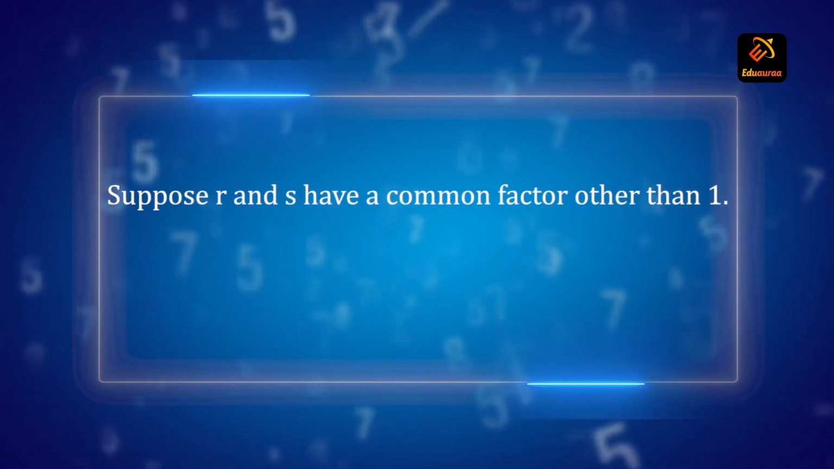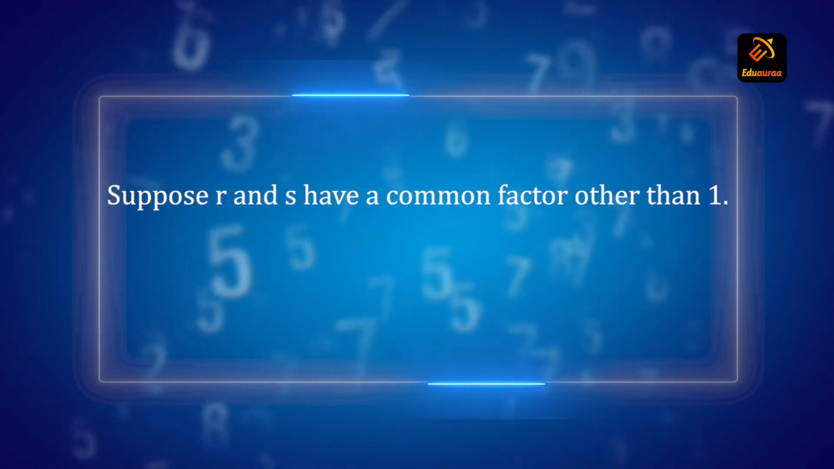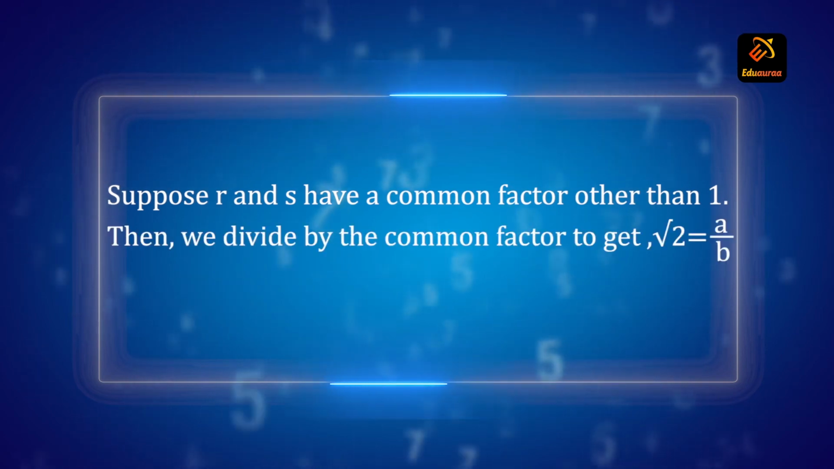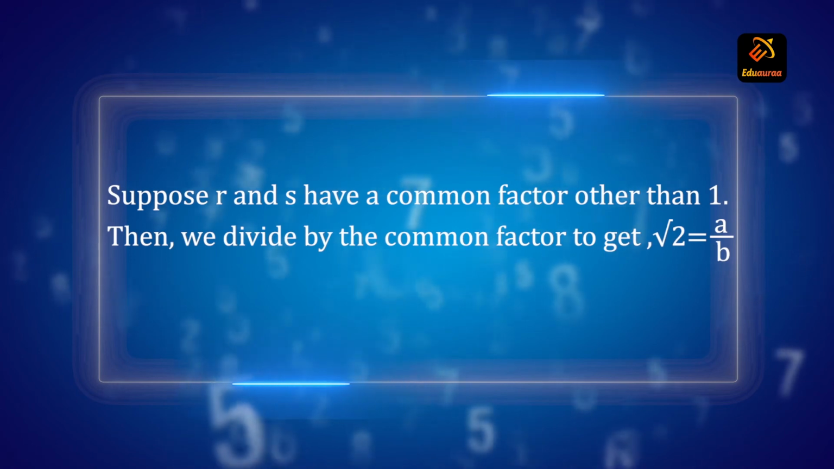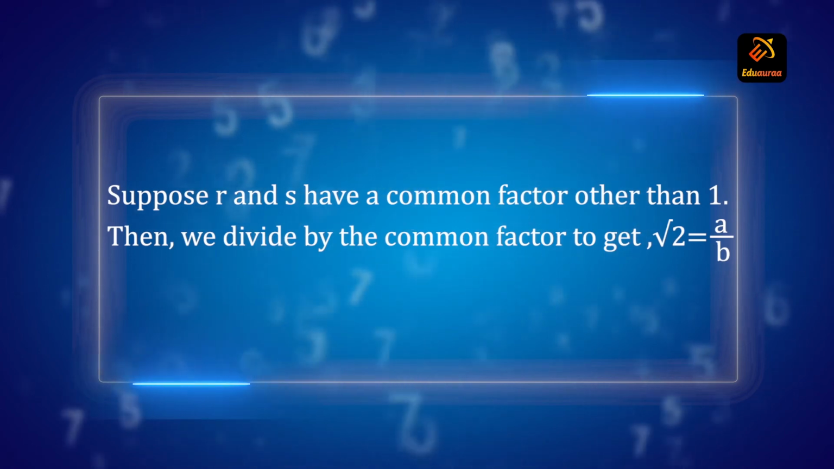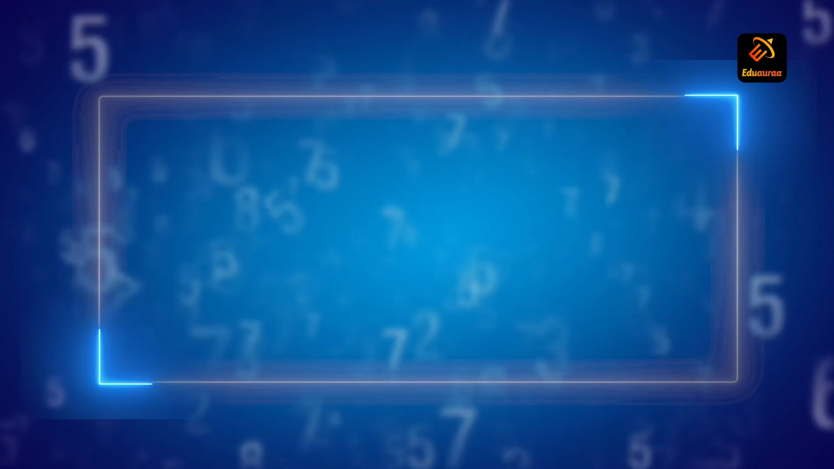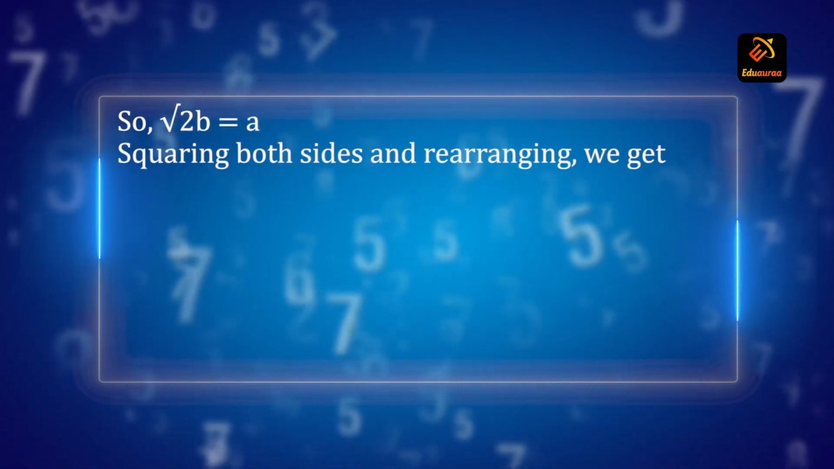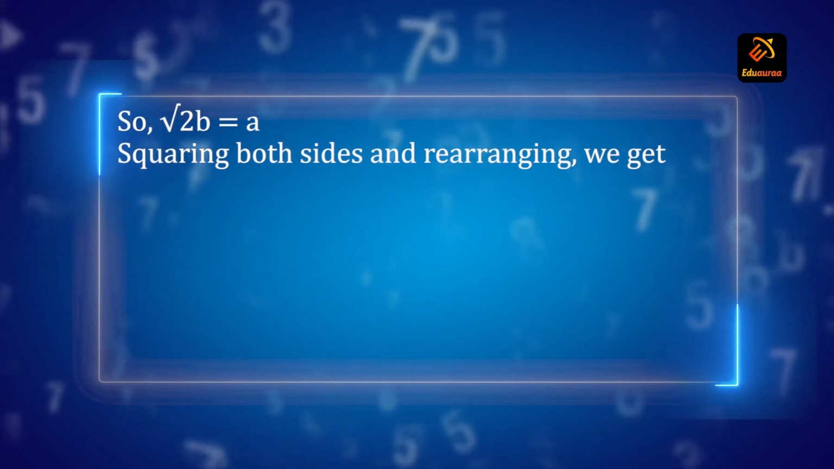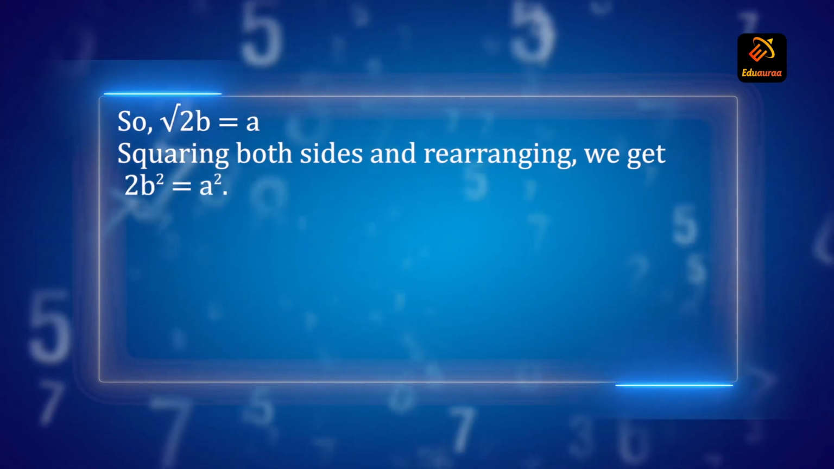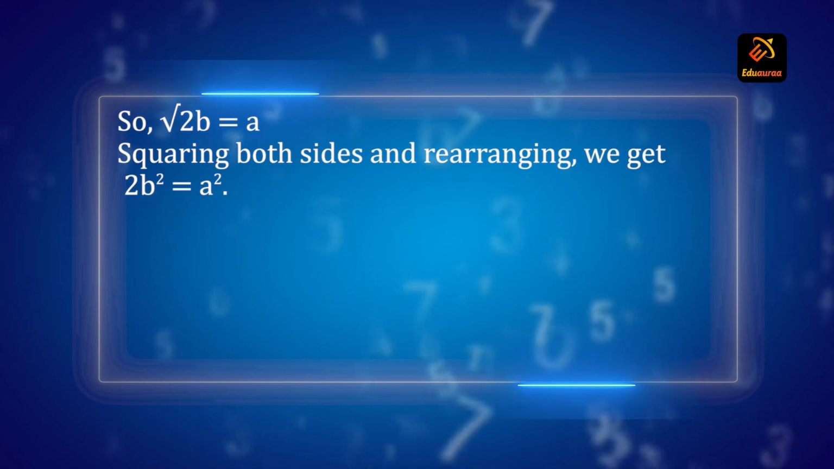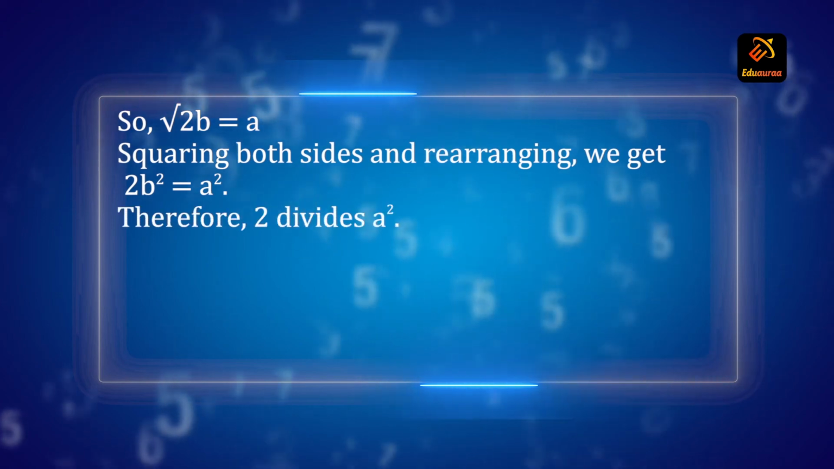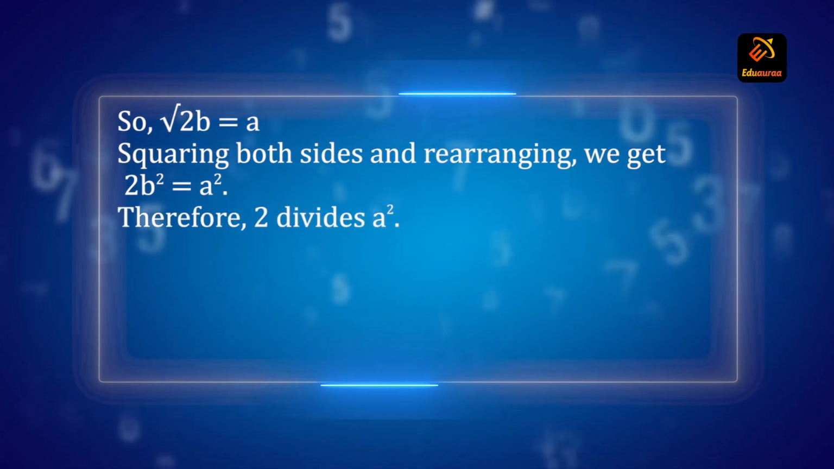Suppose r and s have a common factor other than 1. Then we divide by that common factor to get root 2 is a by b, where a and b are co-prime. So root 2 b is a. Now square both sides, rearrange, I get 2b square is equal to a square. So this means that 2 divides a square.